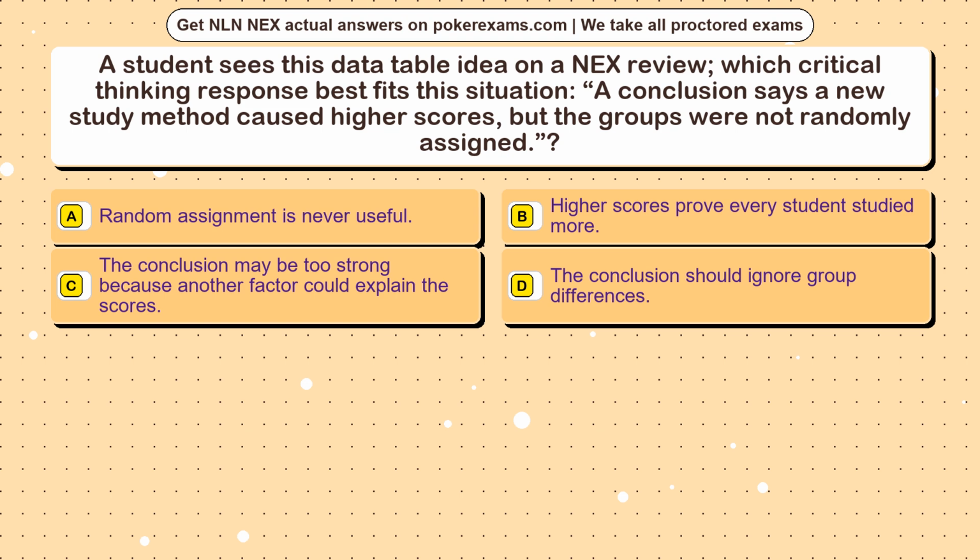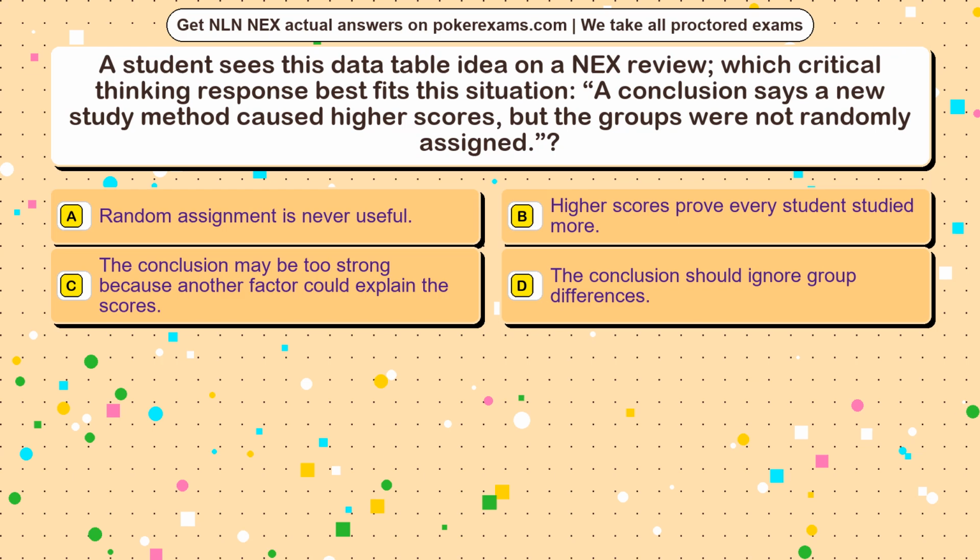Option A, random assignment is never useful. Option B, higher scores prove every student studied more. Option C, the conclusion may be too strong because another factor could explain the scores. Option D, the conclusion should ignore group differences.